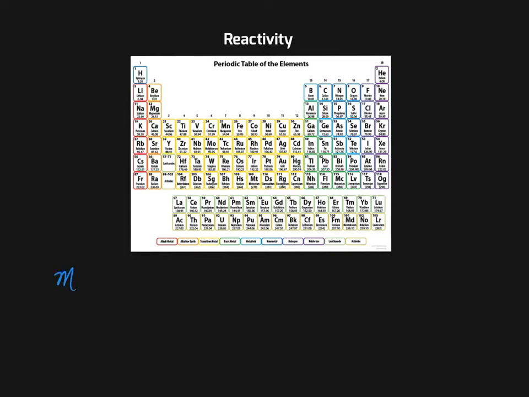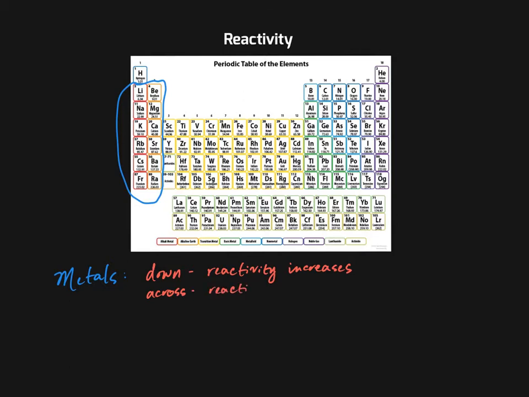So the first trend that I want to talk about is for metals. And when I refer to metals, I'm talking about these guys right here, okay? Our alkali metals and our alkaline earth metals. So when we move down a group, what happens is that reactivity increases. And when we move across the periodic table, or across a period, reactivity decreases.